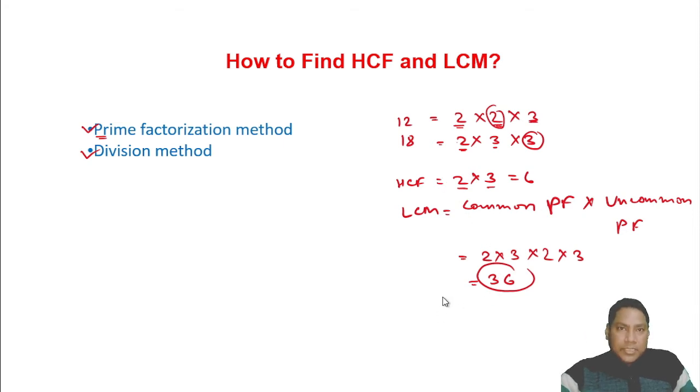These are the methods to take out the LCM and HCF of numbers. And the next is the division method. To take out the HCF by division method, we will take the example of 54 and 90.